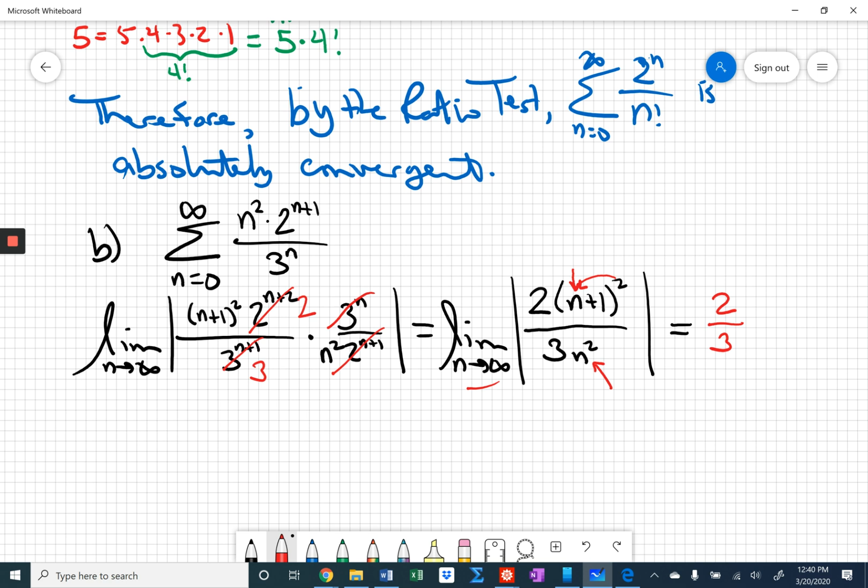If you want, you could expand the n plus 1 squared, distribute the 2, divide by the highest power of n from the denominator, and get the same answer. I'm just being a little more lazy, if you will, efficient, however you want to call it.